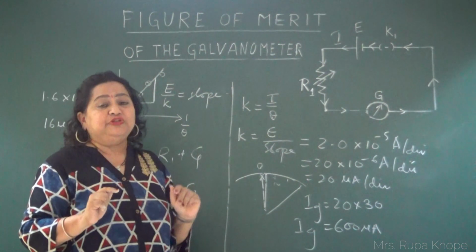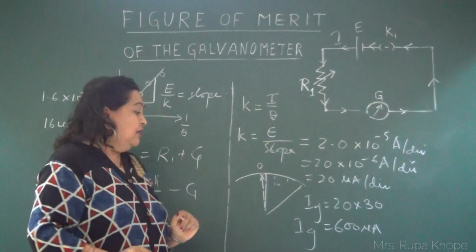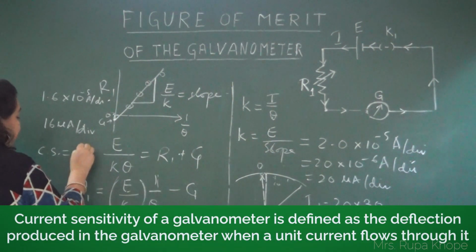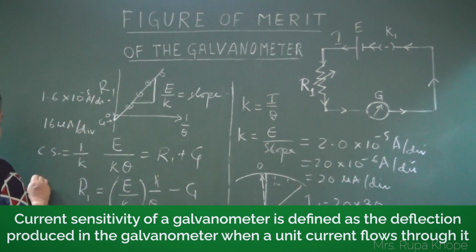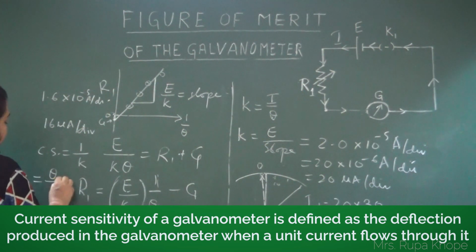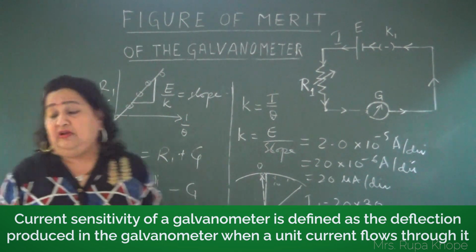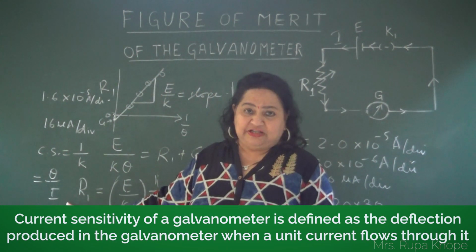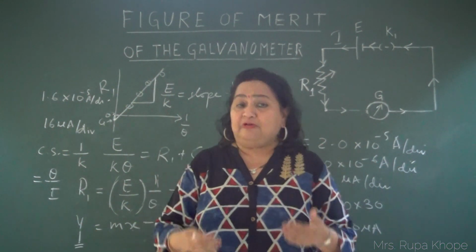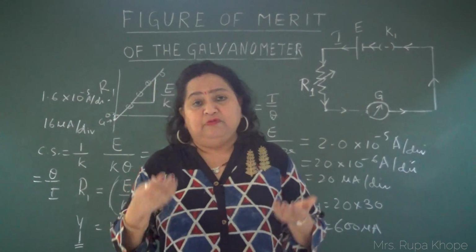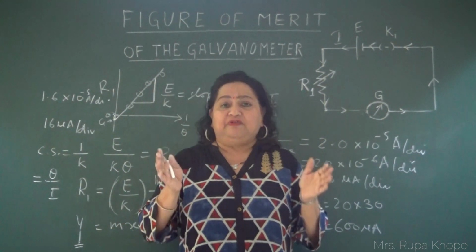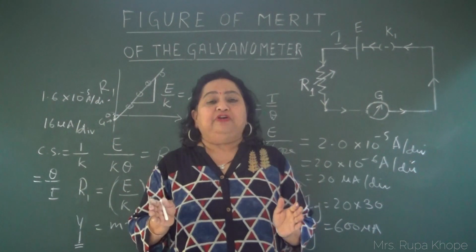There is one more term which is called as current sensitivity, and it is nothing but reciprocal. Current sensitivity is reciprocal of figure of merit. So what must be the formula for that? Theta upon I. So what is the meaning of that? Amount of deflection per unit current is the current sensitivity. So these are the two terms we will come across in our theory part, and we may get some problems in future to solve. So this is the part 1, that is the concept part of the figure of merit.